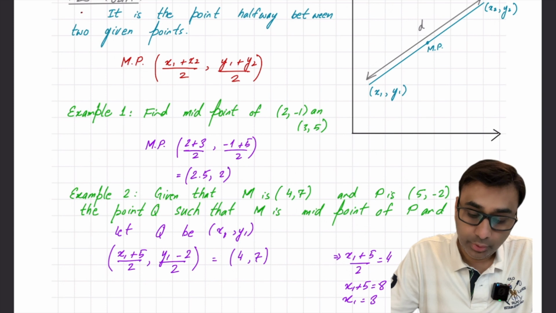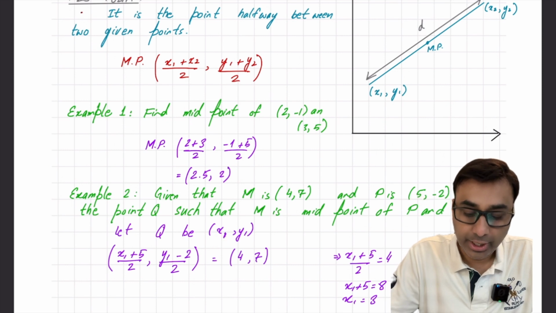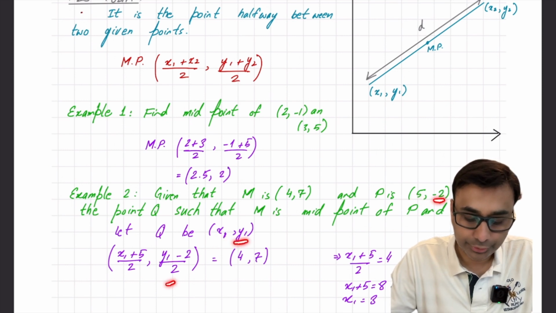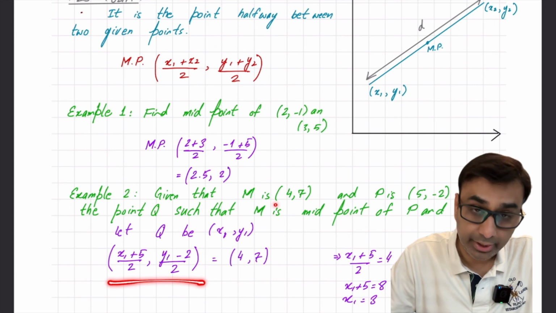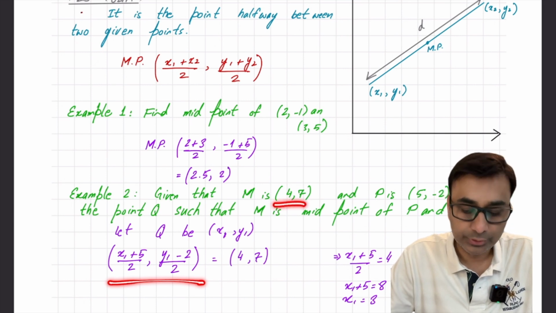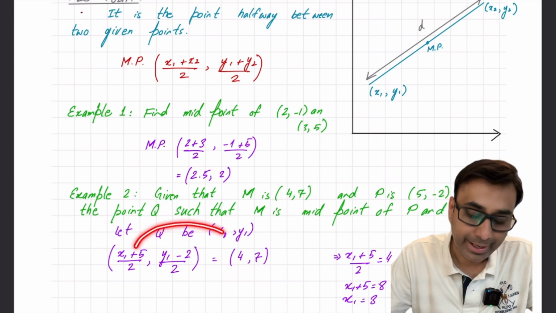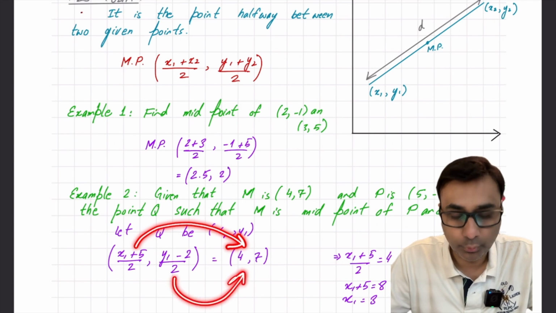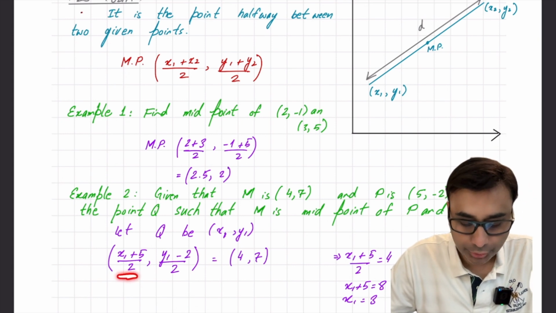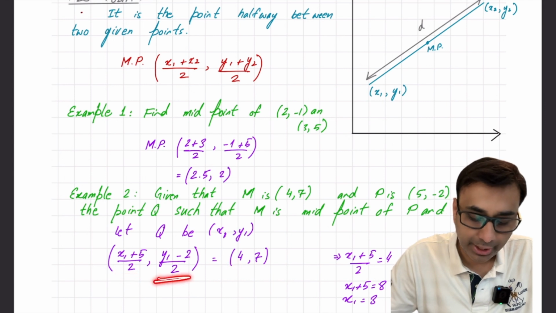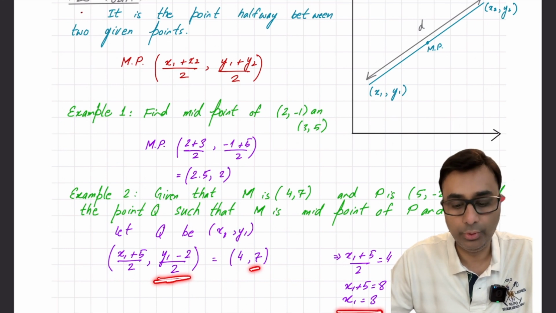So the x coordinate will be 5 plus x1 divided by 2, and the y coordinate would be -2 plus y1 upon 2. Once we have the midpoint in terms of x1 and y1, since we already know that the midpoint is 4, 7, we can equate it to 4 and 7. You can make two equations out of it, because you can equate x coordinates together and also equate y coordinates together. So that gets you one equation as x1 plus 5 upon 2 being equated to 4, and y1 minus 2 upon 2 being equated to 7, and hence you can find the two coordinates.